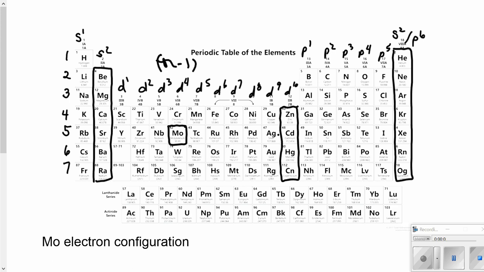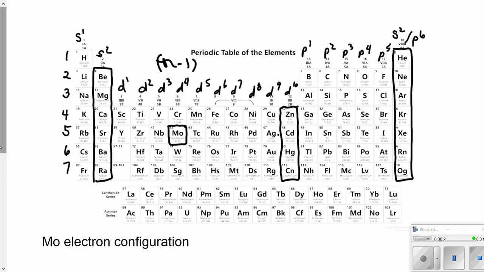A transition element, by definition, contains an ion with an incomplete d orbital. So if we take a look, the d orbitals you can see are in the middle. To help us figure this out for Mo, we need to write its electron configuration, which shows us the arrangement of electrons in the atom.